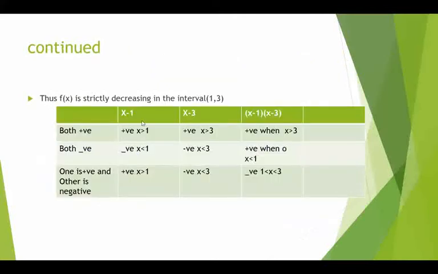when x minus 1 is positive and x minus 3 is negative. x minus 1 is positive, greater than 0, means x is greater than 1. x minus 3 is negative means x is less than 3.